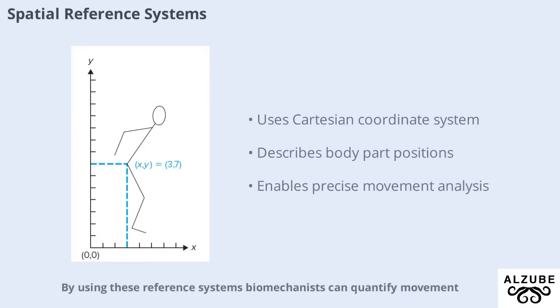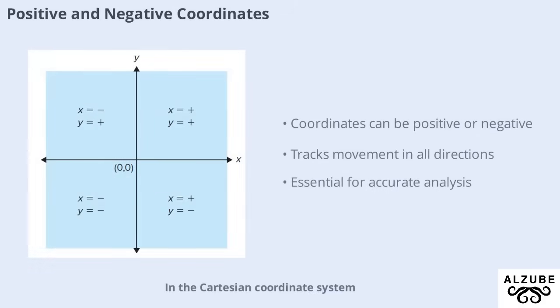By using these reference systems, biomechanists can quantify movement, compare performances, and identify areas for improvement or risk of injury. Let's look at how these coordinates appear in practice. The Cartesian coordinate system. Coordinates can be both positive and negative. This means that the position of a joint or body part can be located in any quadrant of the reference system, depending on its direction from the origin point.